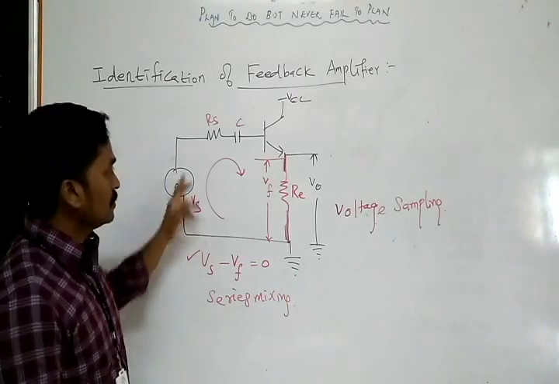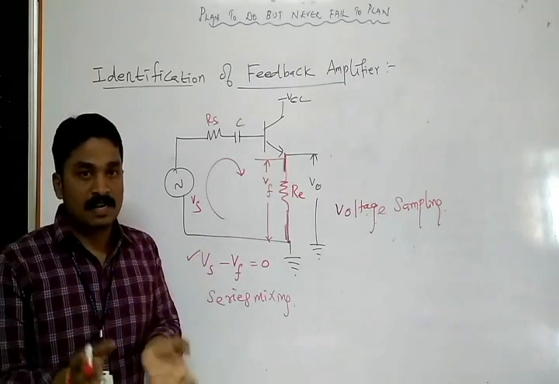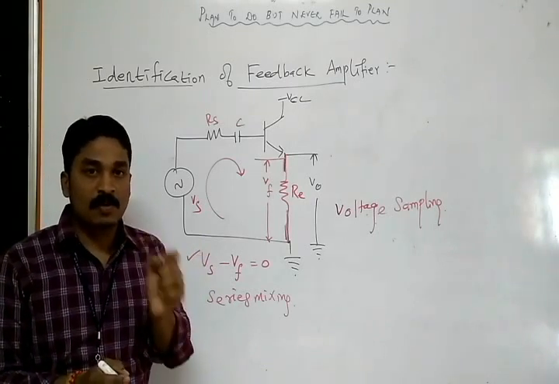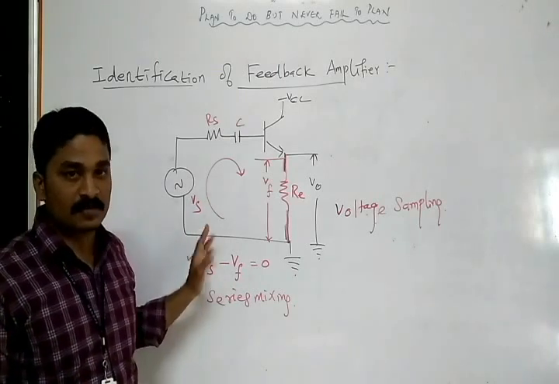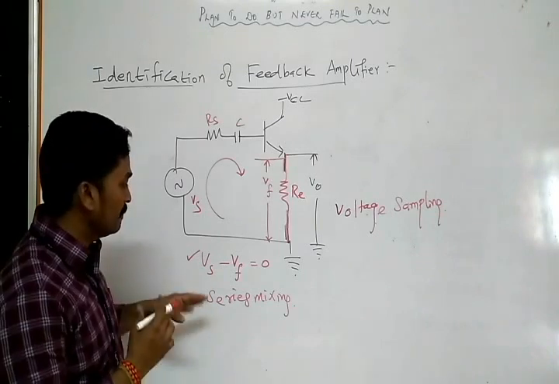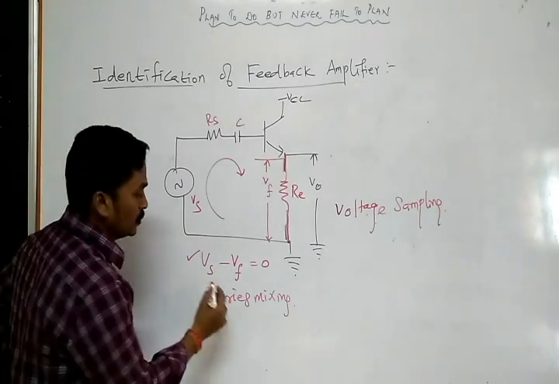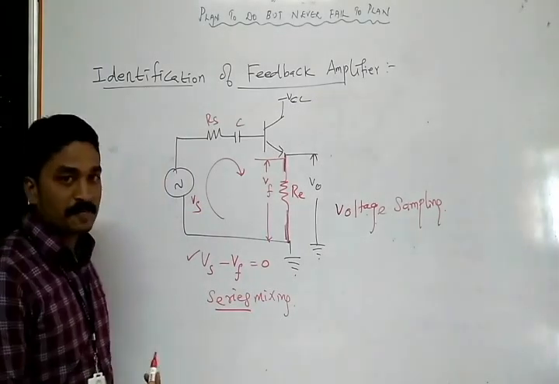Very clear? Because in a series network, all the currents are the same, but the voltage drops are different. So we have to apply only KVL in the series circuit. So this is a series network, so we must apply KVL to identify what type of feedback amplifier this is. So VS minus VF, that will give you series mixing.